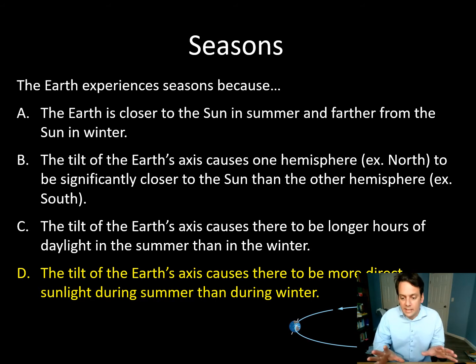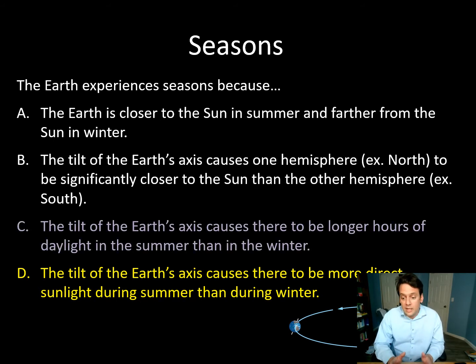So that's the right answer. When at all possible, I like to focus on the right answer first, because there are all sorts of arguments that you can make that would be compelling for wrong answers, but we don't want to get confused. So the reason that seasons exist is the tilt of the Earth's axis and the implications that that has on how direct or indirect the sunlight is that strikes the Earth.